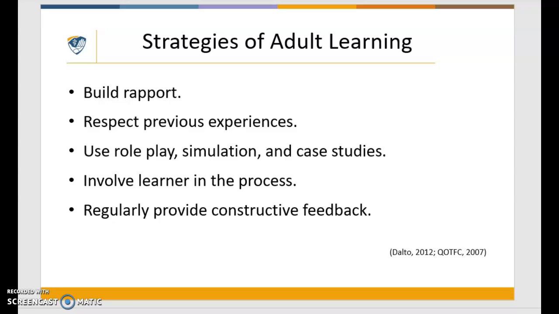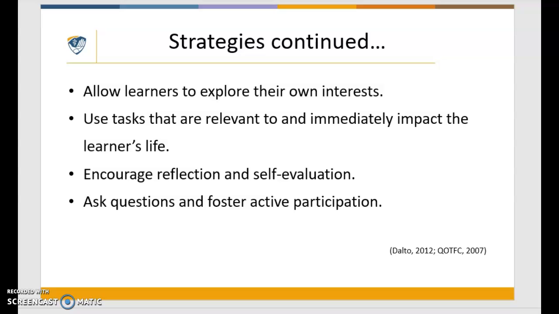Some appropriate strategies of adult learning as defined by Delto 2012 and AOTA 2007 is to build rapport, create relationships, respect previous experiences, use role play and simulation and case studies. This makes it very relevant to the learner. Get involved with the learner in the process and regularly provide constructive feedback. Also allow the learners to explore their own interest.